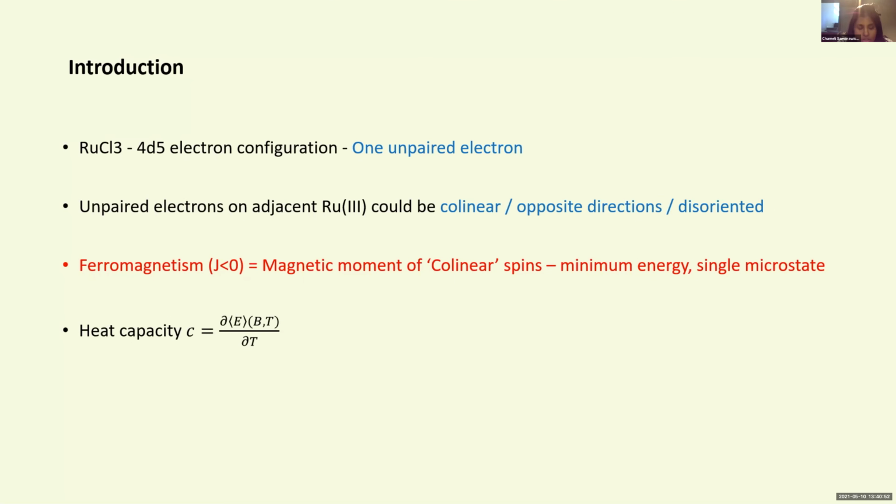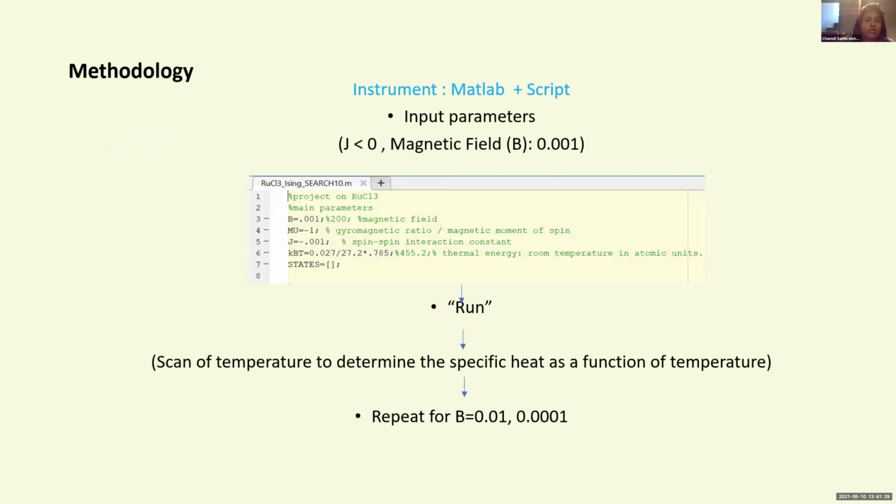So for a quick introduction, ruthenium-3+ has only one unpaired electron in its 4d5 subshell. So the unpaired electrons in the RuCl3 2D lattice could be either collinearly oriented, arranged in opposite directions, or disoriented. Ferromagnetism arises when they are arranged in the same direction. As shown in this equation, we can find the heat capacity by taking the derivative of internal energy with respect to temperature.